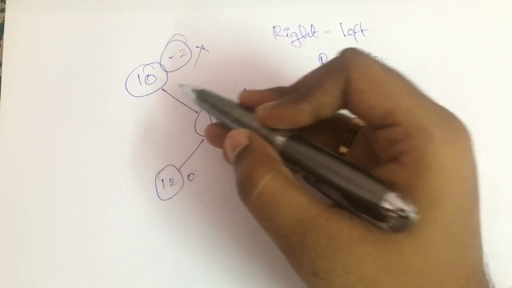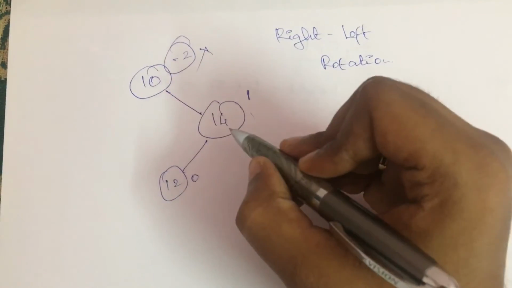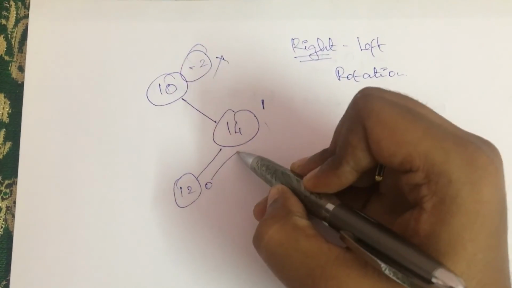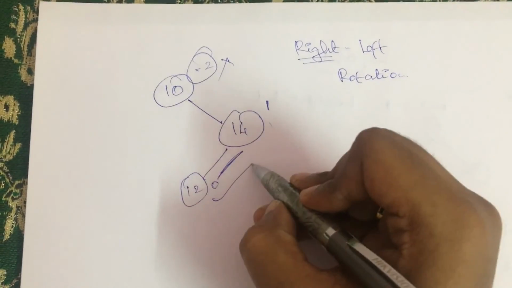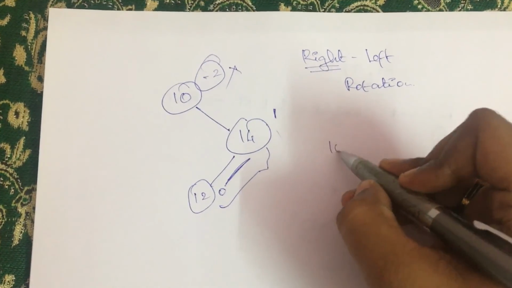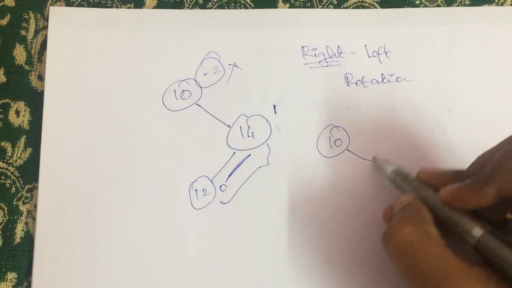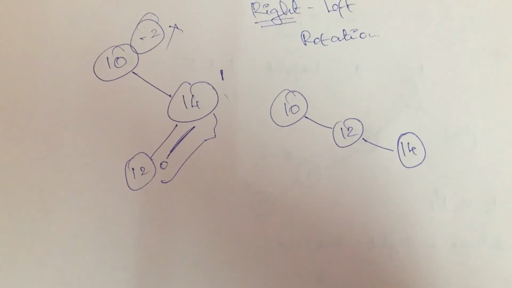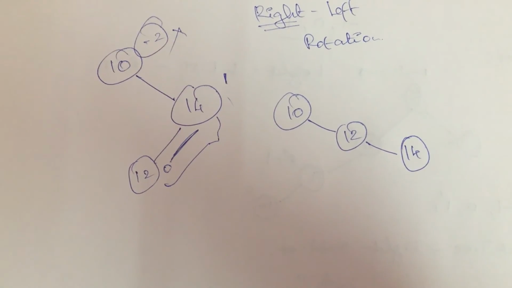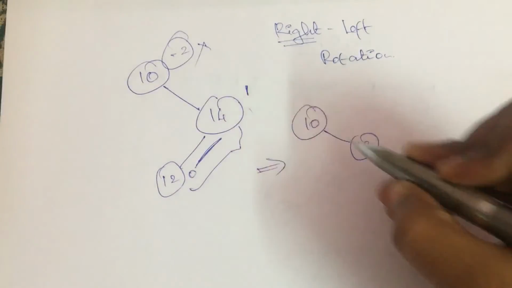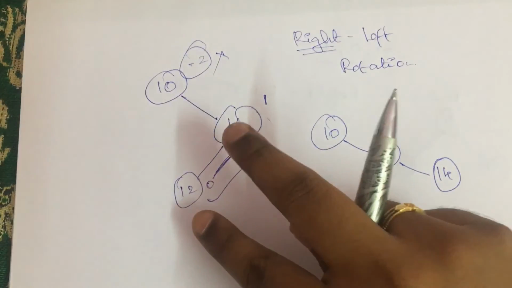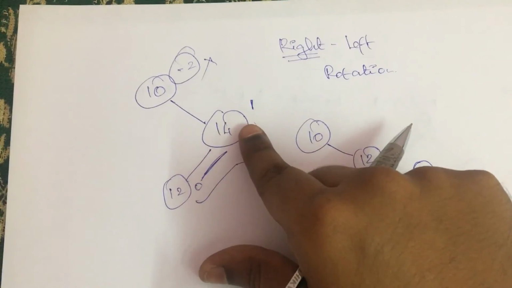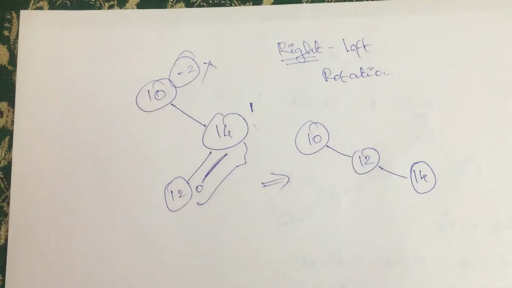Here I cannot directly rotate this since we have a right node as well as a left node. So first I'm going to follow the right rotation for 12 and 14. Performing right rotation for 12 and 14 gives you the final output as 10, 12 and 14. So what is happening here? 12 is actually modified as a root node, and this value becomes the right node. That is what happens.